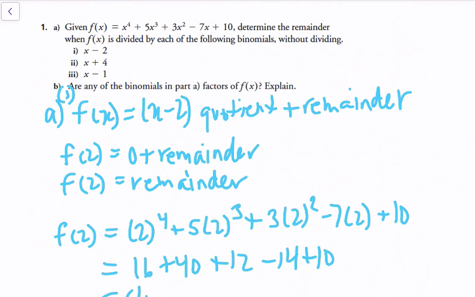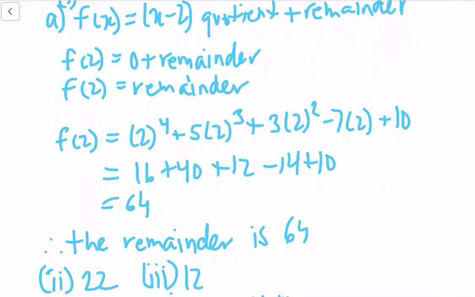So the first one being, given this function, determine the remainder when f of x is divided by each of the following binomials. So now that you've learned the remainder theorem, this is really easy. All you need to do, for example, is put in f at 2, because f of x is equal to x minus 2 times the quotient plus the remainder. So put in x equal to 2, then you'd get your remainder, which is what we do right here. So I put x equal to 2 in this case, and now I know my remainder is 64.